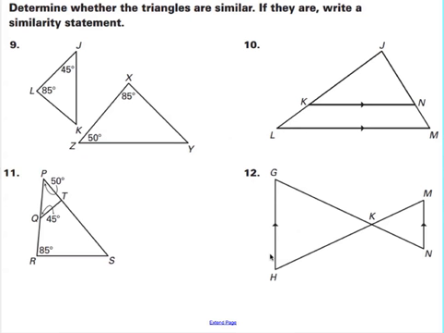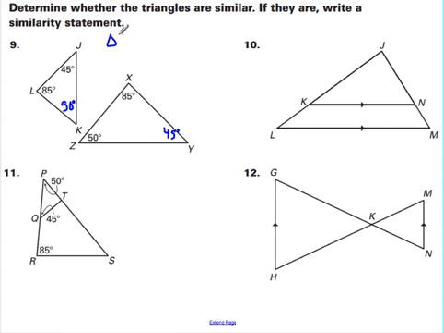Determine whether the triangles are similar. If they are, write a similarity statement. What we really need to do is find the third angle. They kind of give us two angles, but they're not necessarily the ones that are related. So in this case, the angle that I need is going to be 50. This one's going to be 45. It looks like there is a 50, 45, and 85 in this diagram in both of them.